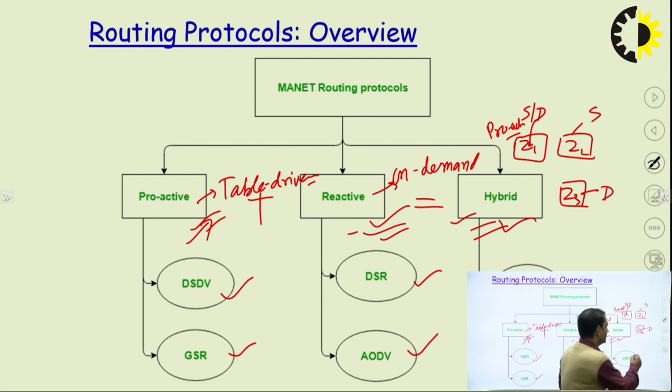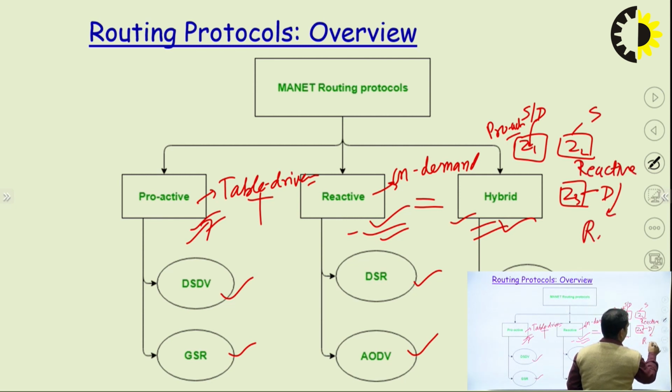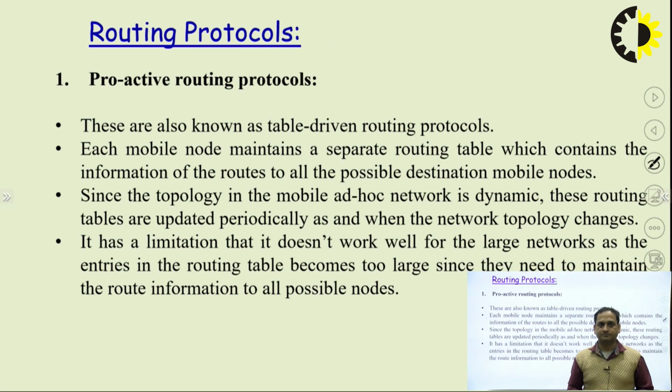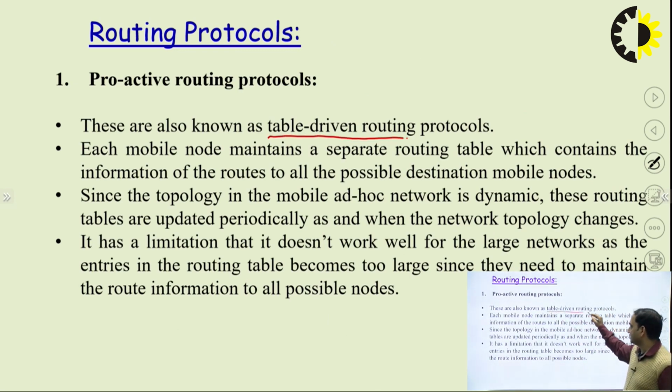So in this case, we have to require the reactive routing protocol. Reactive routing protocol can be used in the hybrid case. So proactive, as I said, is a completely table driven routing protocol, and each mobile node maintains a separate routing table. This is a very, very important point.